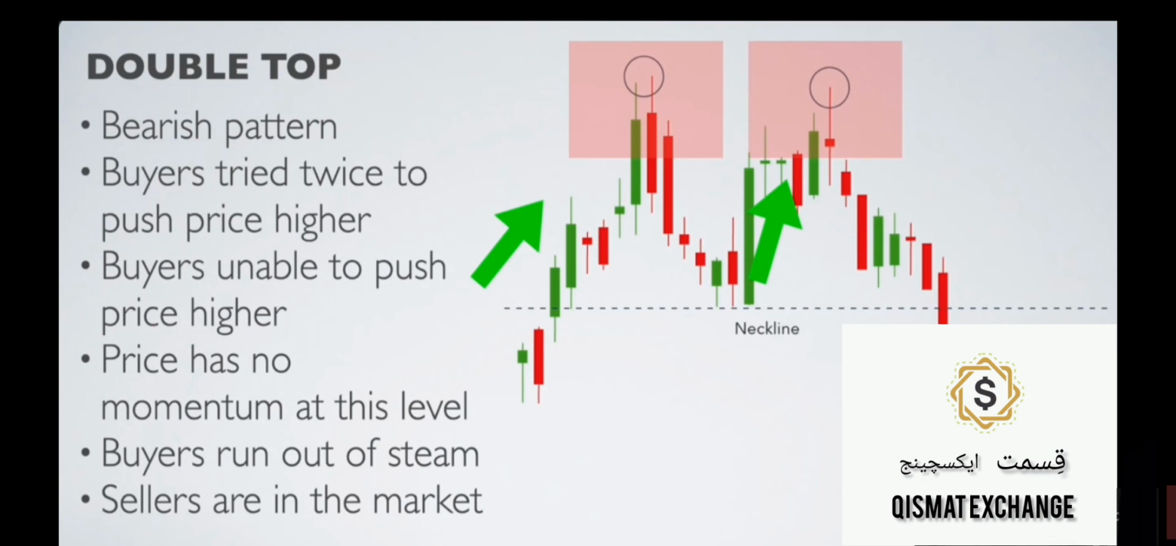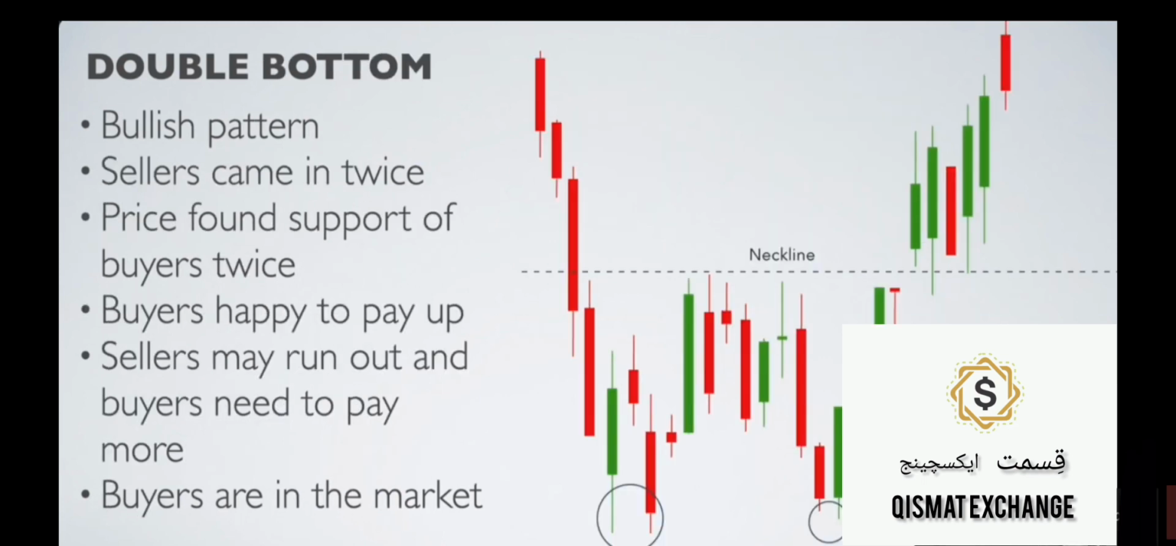There's obviously a lot of sellers in this market, and what that could mean is that the sellers are here and the price will fall off. So this is known as a double top, which is a bearish pattern. Double bottom is the complete opposite.